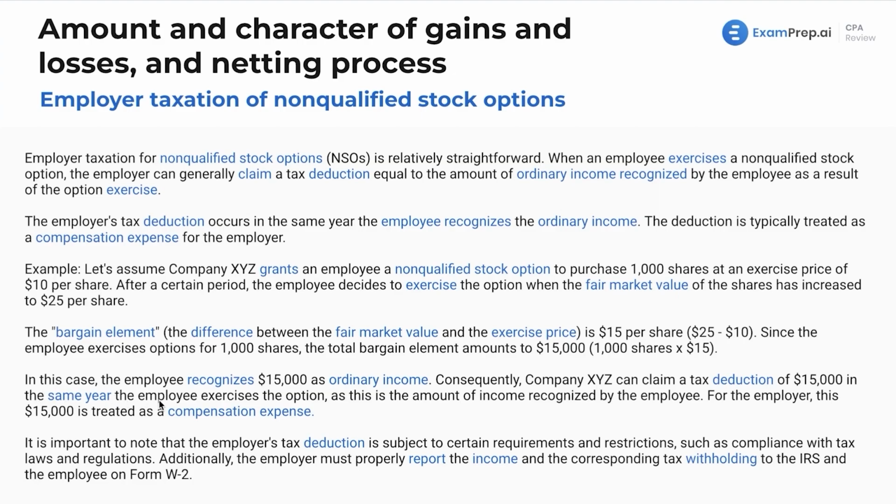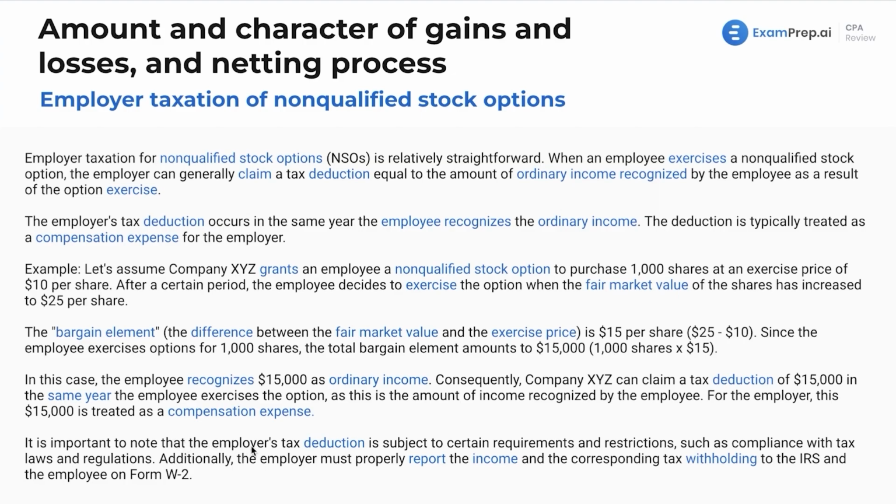In this case, the employee recognizes $15,000 as ordinary income, and consequently, company XYZ can claim a tax deduction of $15,000 in the same year the employee exercises the option, as this is the amount of income recognized by the employee. It's kind of as if they just paid them in cash as a salary or a bonus. For the employer, this is treated as $15,000 compensation expense.